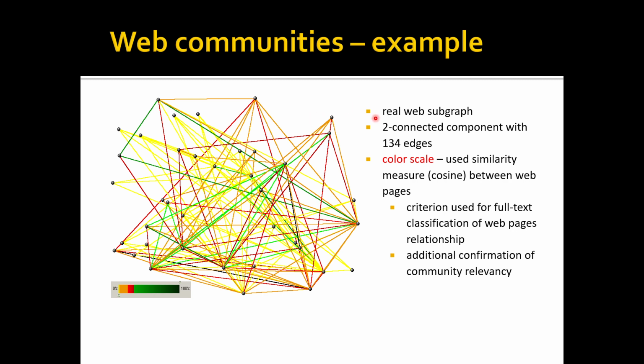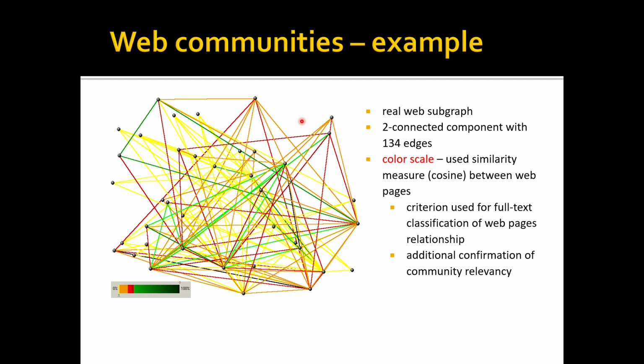And this is some website of some municipality, and the nodes, of course, are web pages, and the edges are links between the web pages. And the color of the edge is not just some real distance. The color scale means we have more information in this graph, not just the topological information, but we also have information about the full text similarity of the web pages.